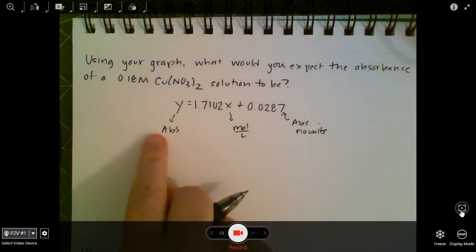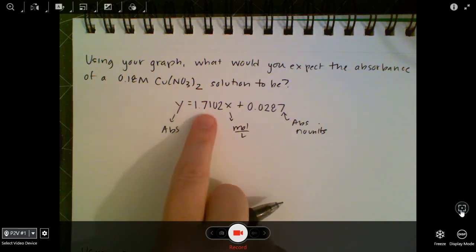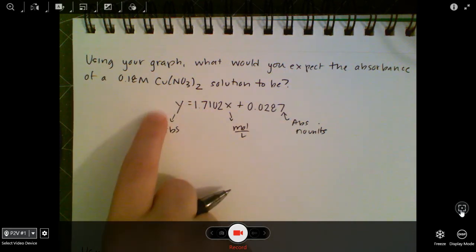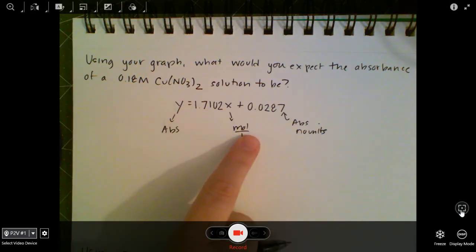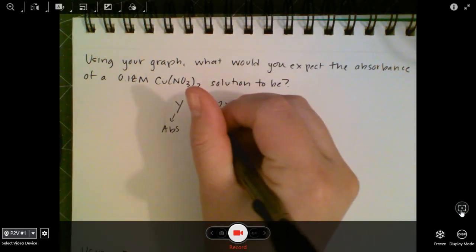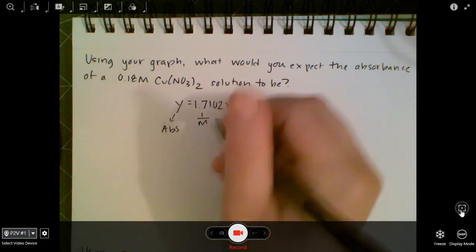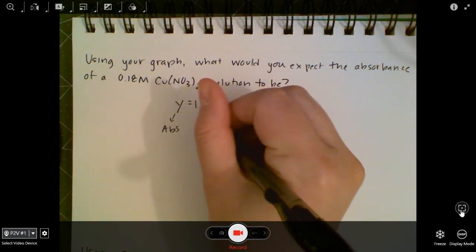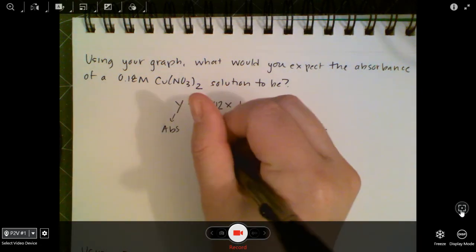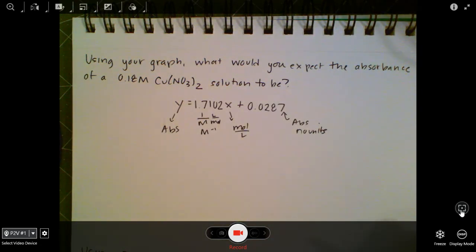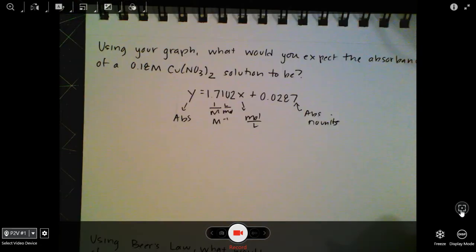Okay, this guy doesn't have any units, and so my slope here is just going to be rise over run. So the rise is nothing, the run is moles per liter. So my units on my slope are 1 over molar, you could write. You could also write liters over moles, or you could write molar to the -1. All of those are appropriate for when we are solving this problem.